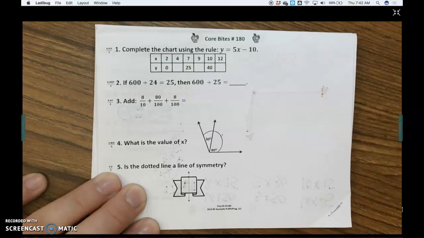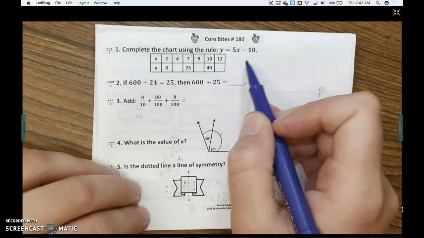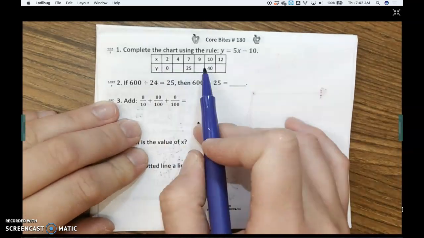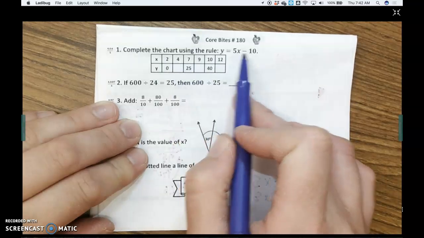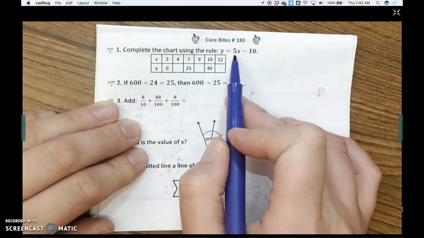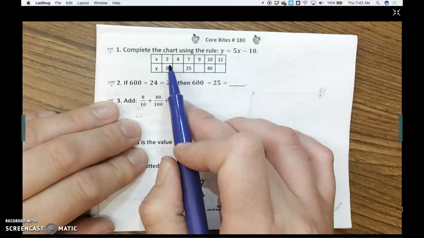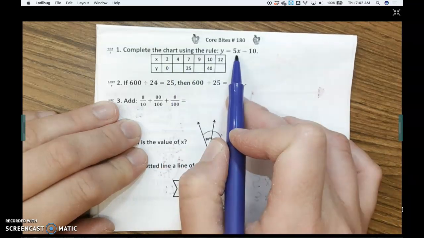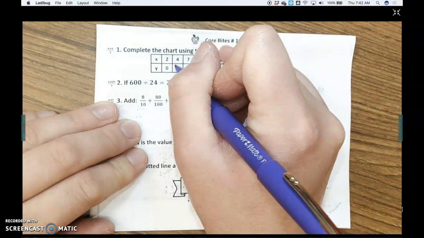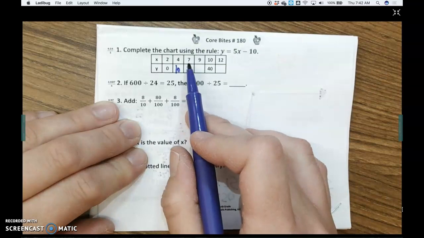So the first one says complete the chart using the rule y equals 5x minus 10. So you just have to plug in the numbers. So y is your answer, and then the x, you fill it in to see how to get that answer. So 5x. So 5 times 2 is 10. 10 minus 10 is 0. 4 times 5 would be 20, minus 10 would give you 10. Okay, that's how we got that one.